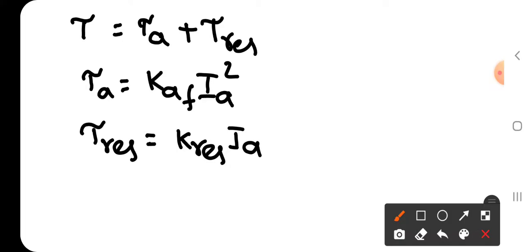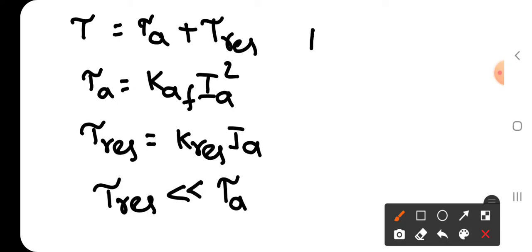So here the value of K_RES is very small when compared with K_AF, and I_A is small compared with I_A squared. Therefore we can say tau_RES is much less than tau_A, so I can neglect tau_RES. Hence I can write the equation for tau: the torque developed by the motor is equal to the armature component of the torque, K_AF into I_A squared.